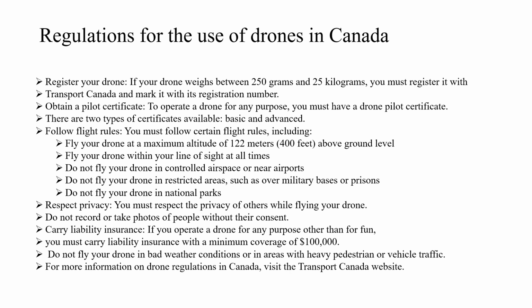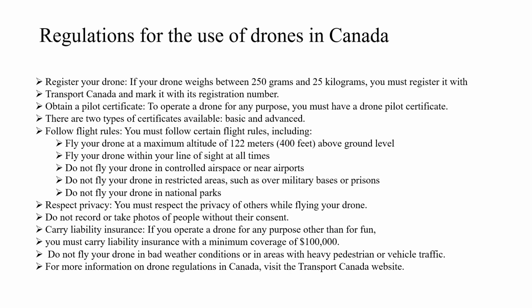The flight rules are: the altitude has to be within 122 meters, the drone has to always be at line of sight, and it must not be in controlled airspace or near airports. In certain areas it is restricted to fly drones, and in national parks too.